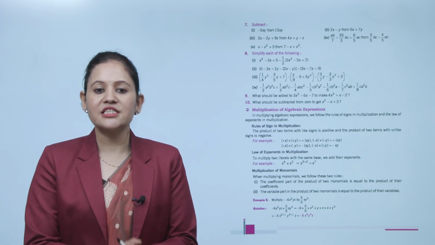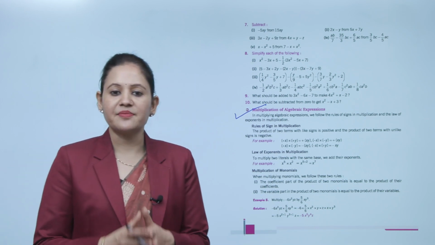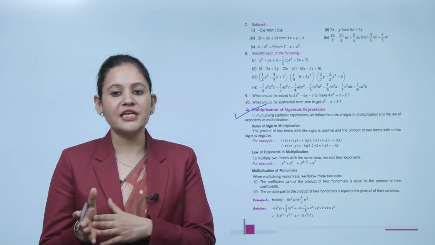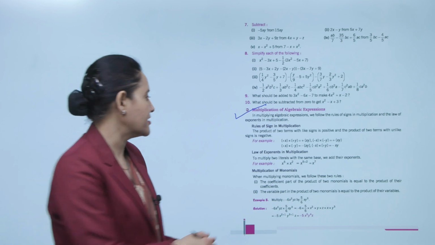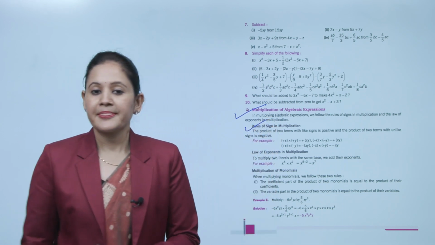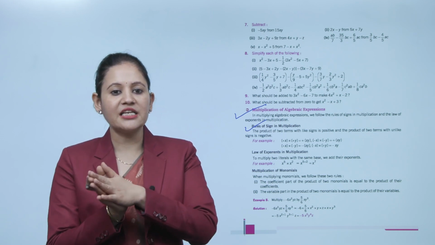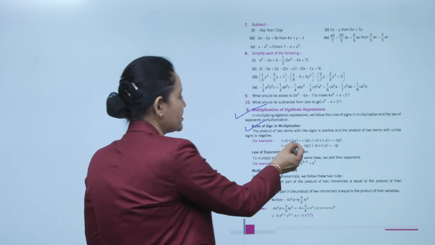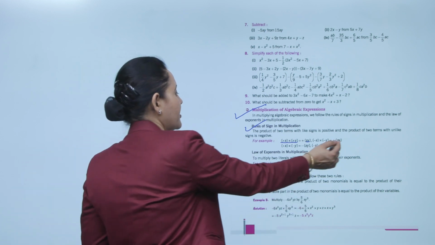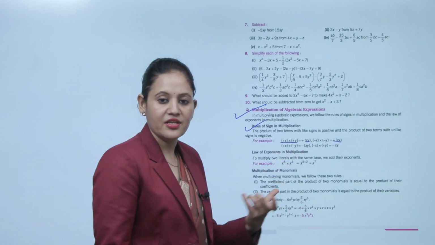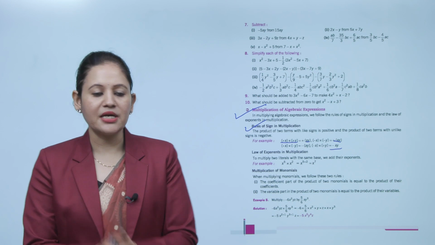Next is multiplication of algebraic expression. In multiplying algebraic expressions, we follow the rules of sign in multiplication and the law of exponent in multiplication. First is the rule of sign in multiplication. The product of two terms with like sign is positive and the product of two terms with unlike sign is negative. Means if both are positive, the product will be positive, or if both are negative, again the product is positive. If one is positive and the other is negative, the product will be negative. Clear?